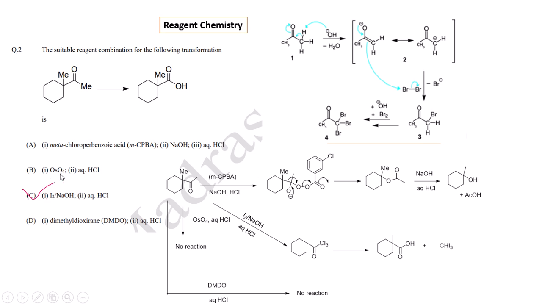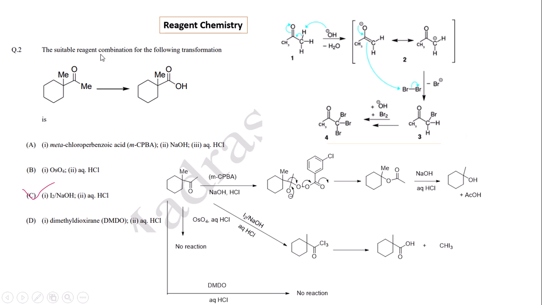And in option B, osmium tetroxide is used for the cis hydroxylation of the alkene. Here the substrate has no alkene part, so the cis hydroxylation does not take place. So the second option is also wrong.